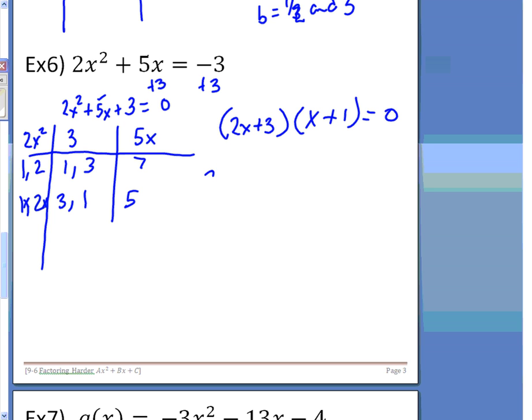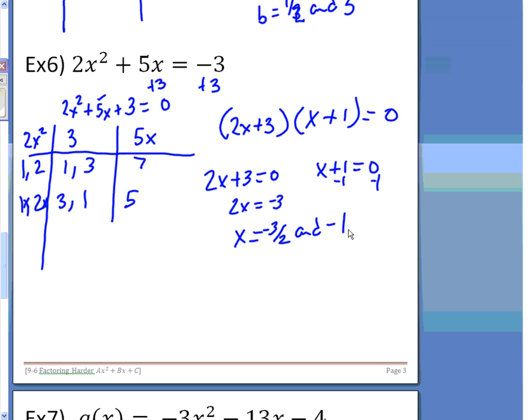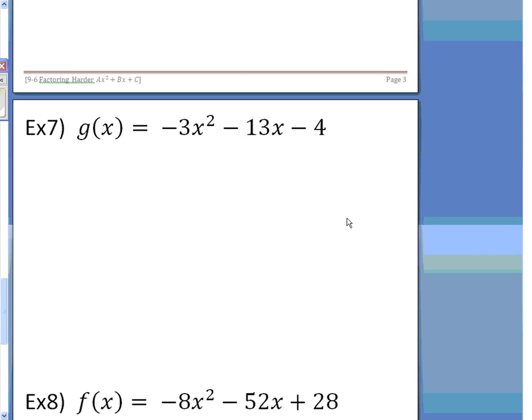Solve each one separately and get your answers. Subtract 3 from both sides, you end up with 2x equals negative 3. Divide both sides by 2, you end up with x equaling negative 3 halves. Subtract 1 from both sides, you end up with x equaling negative 1. So my two answers are negative 3 halves and negative 1. All right? Not too hard. Same process over and over again.